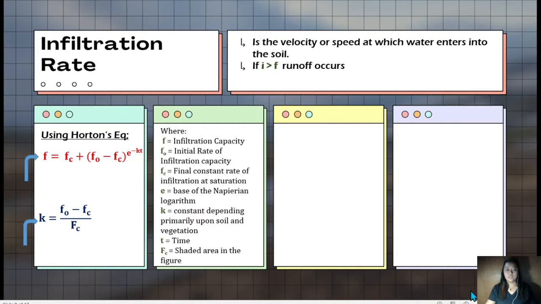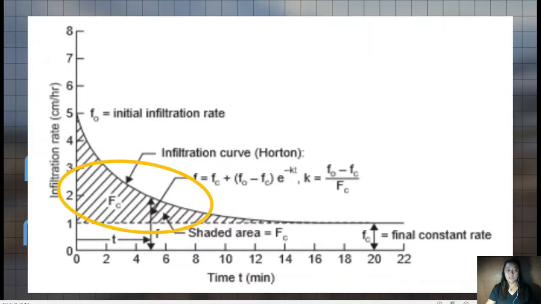where f is the infiltration capacity, fo is the initial rate of infiltration capacity, fc is the final constant rate of infiltration at saturation, e is the base of the Neperian logarithm, and k is a constant depending primarily upon soil and vegetation. t is time, and fc is the shaded area in the figure. So this is the figure and that is the shaded part.